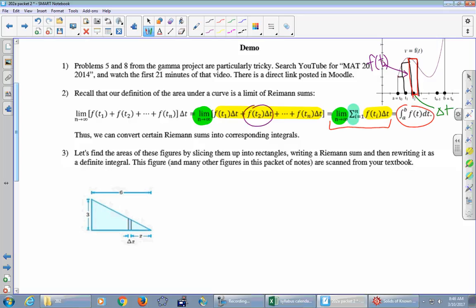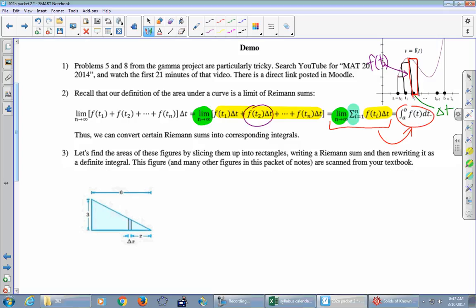Evan. So n is the number of rectangles, right? Yeah, n is the number of rectangles. You can't see it, but that's t sub n is the last thing here. Yeah, so we just let n be the number of rectangles. t sub i is a generic t value in between.